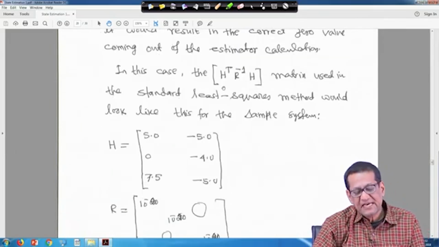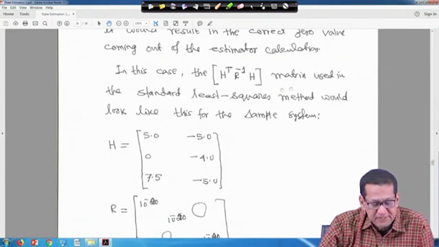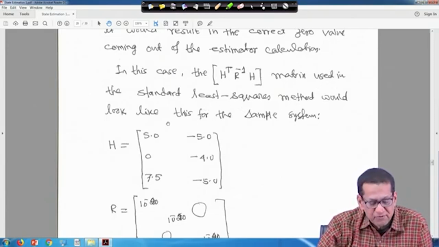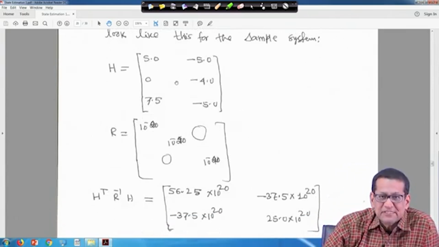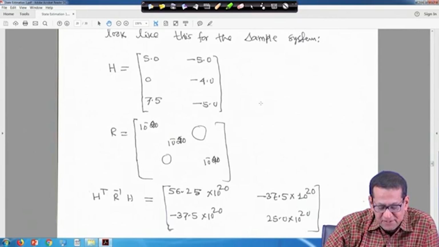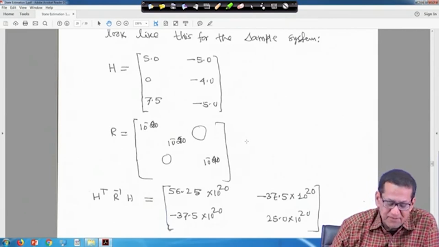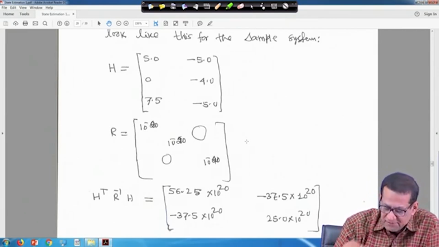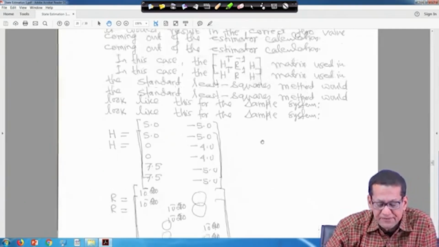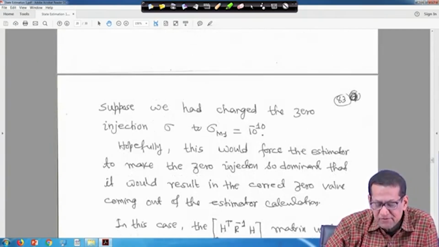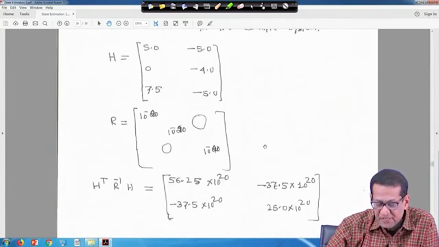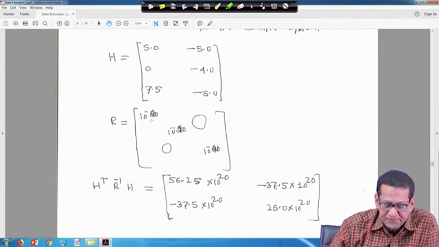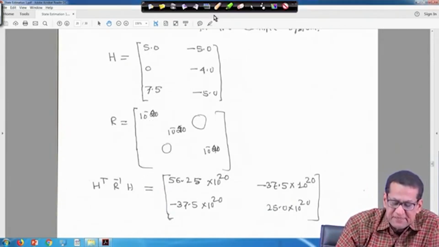In this case, the H transpose R inverse H matrix used in the standard least square method would look like this for the sample system. H is the same H taken previously. In R, only meter 1 changes: for sigma m1 we have taken 10 to the power minus 10, so the square will be 10 to the power minus 20. The other things remain the same as previously.